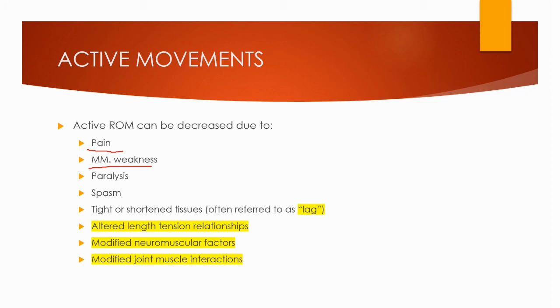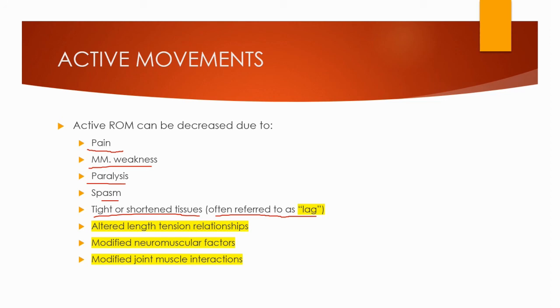Also, because active range of motion involves active contraction of muscles in and around the joint, any muscle weakness can produce a decrease in the active range of motion. Paralysis, spasm, and tight or shortened tissues can also reduce active range of motion. With tight or shortened tissues, this often produces what's known as a lag in the excursion of the range of motion. And the AMA guides give particular emphasis in the lower extremity to an extension lag at the knee. Extension lag at the knee is often due to tight or shortened hamstring muscles or tight or shortened posterior capsule, generally following either an injury or a surgical procedure. That's referred to, at least in the lower extremity, as an extension lag.